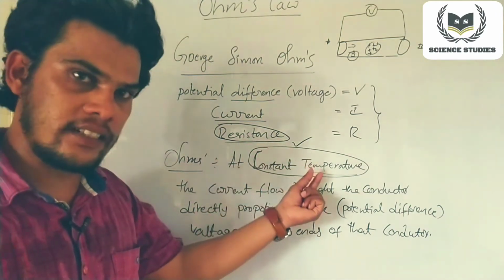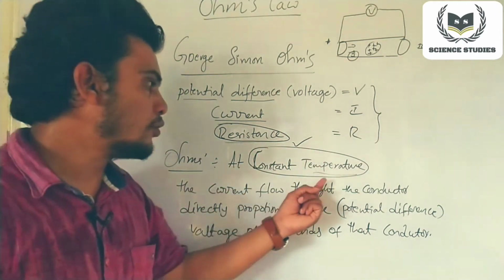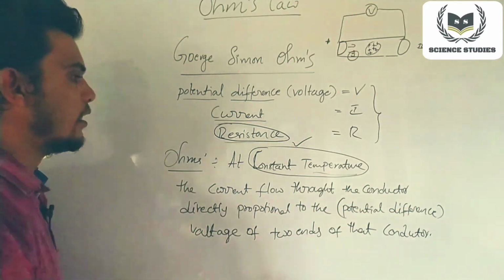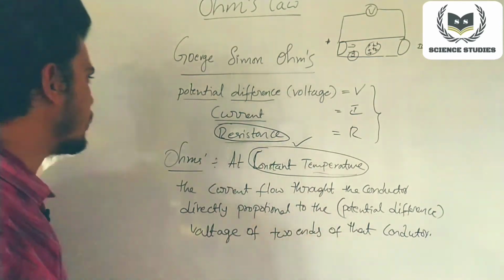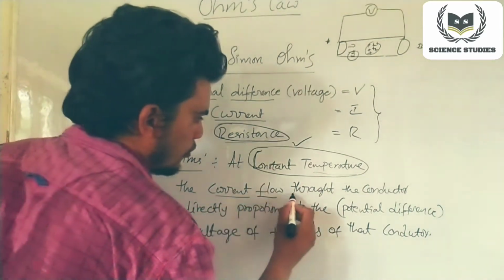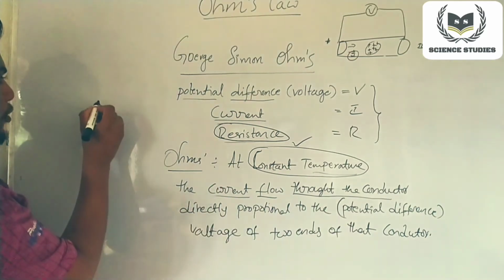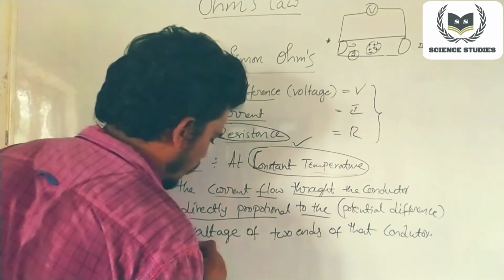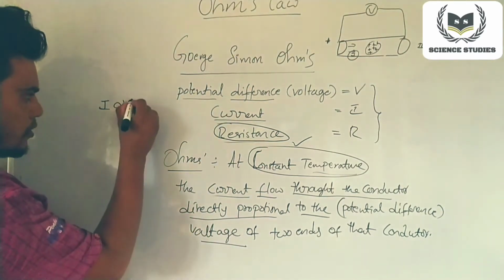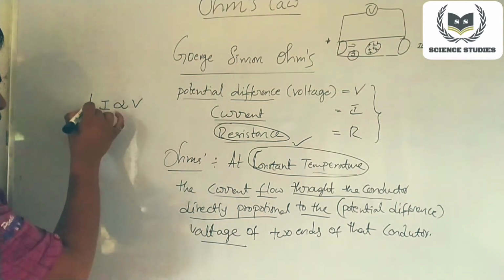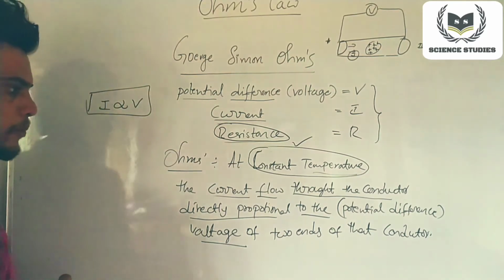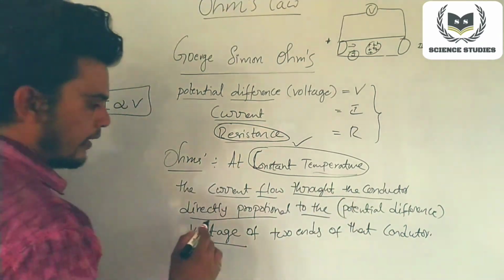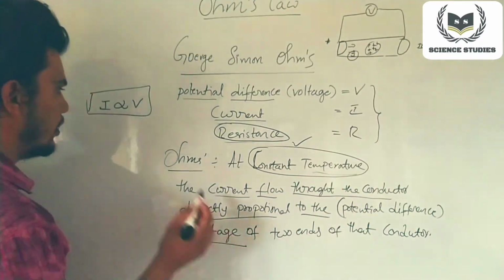So at a constant resistance, the current flowing through the conductor is directly proportional to the potential difference. From this statement we can write a formula. The current flowing through a conductor, I, is directly proportional to the voltage. So this is the statement of Ohm's law: the current flowing through the conductor is directly proportional to the potential difference, meaning voltage.